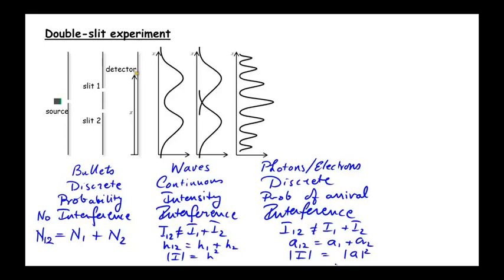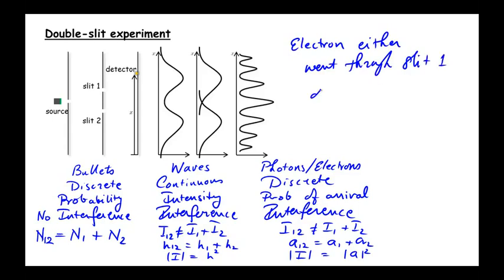Now we can go back and try to understand this strange behavior of photons and electrons a little bit more closely by trying to understand this proposition which says the electron either went through slit 1 or it went through slit 2.